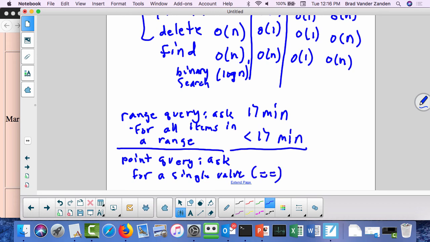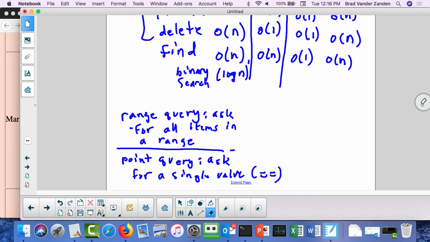It's asking for all elements between A and B. So it wants all keys between A and B. It wants them in a range. Okay? Turns out hash tables are no good on range queries.